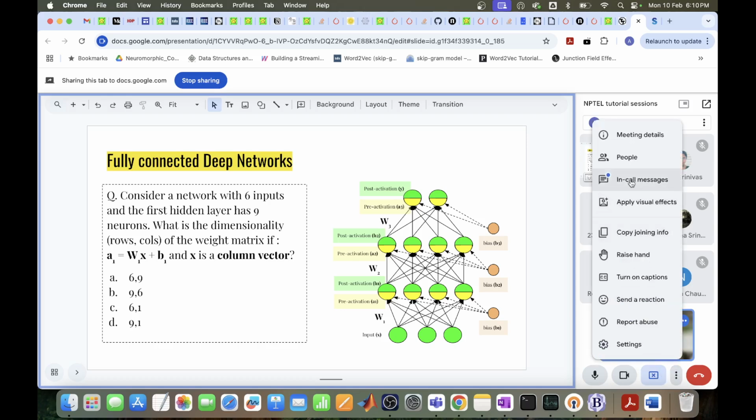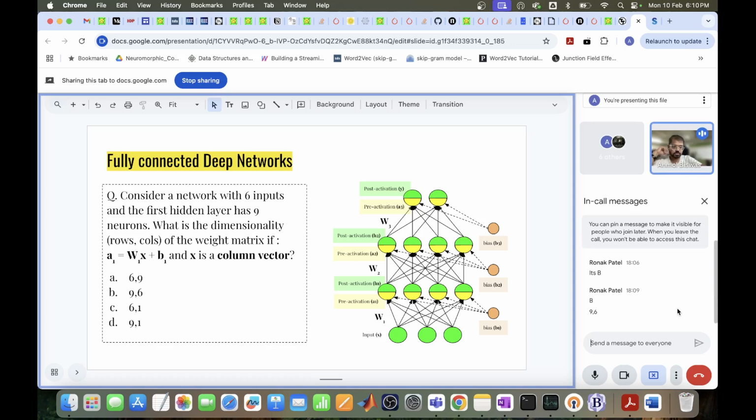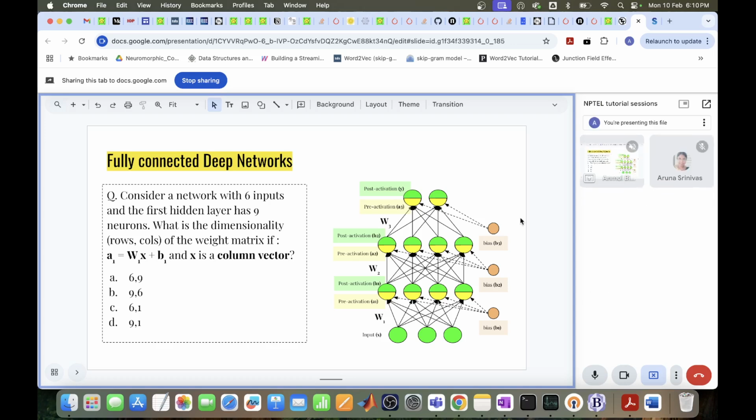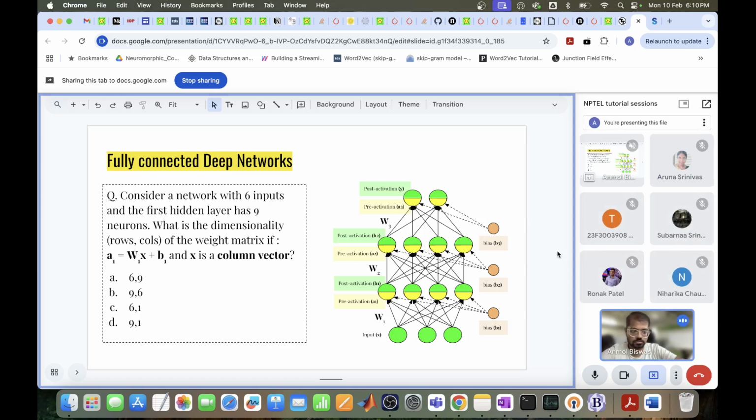Let's see, 6. Yeah, so this is also again the correct answer. The dimensionality of the weight matrix is 9 by 6, right? And you can work it out.